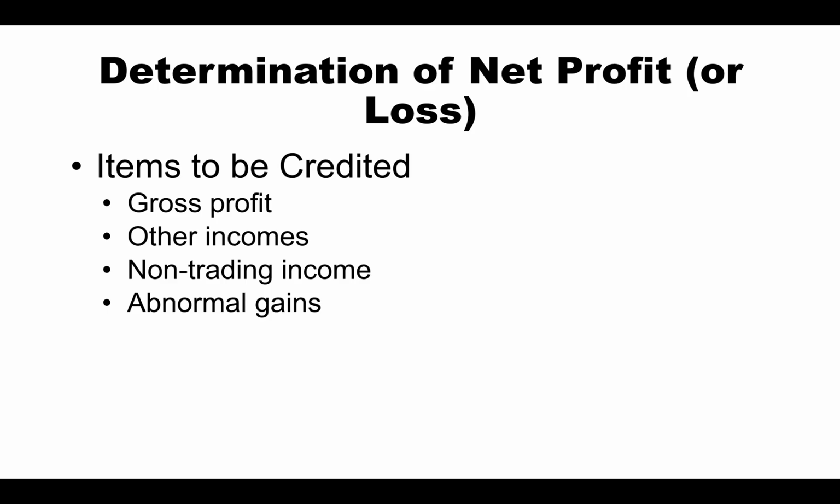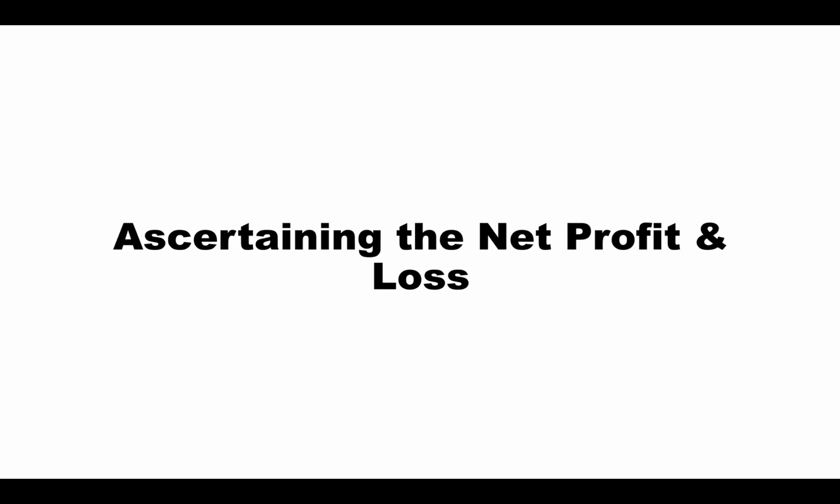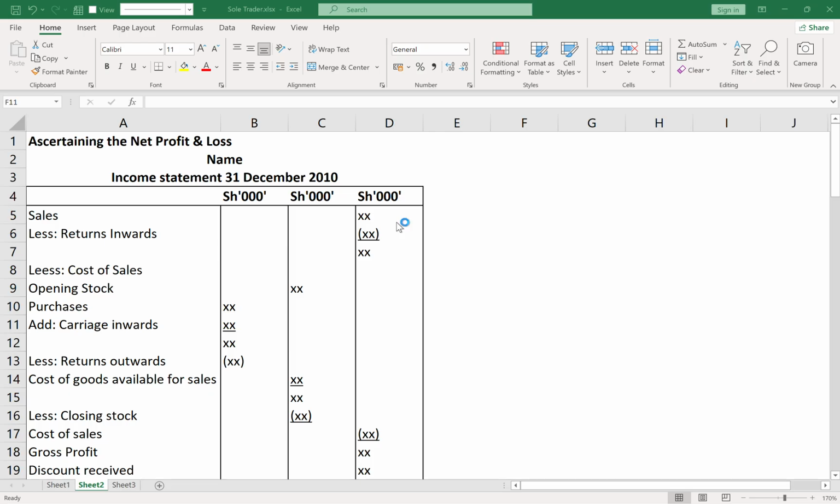So let's continue so that we can see. We are going to look at ascertaining the net profit and losses. How are we going to do this? And so that we can also look at the format and anything else that we might see. So you can see you have ascertaining the net profit. So we shall look at the format and see if we can have an illustration at the end of it. So we shall include the name and then the title, income statement for the year ended 1st December 2010.